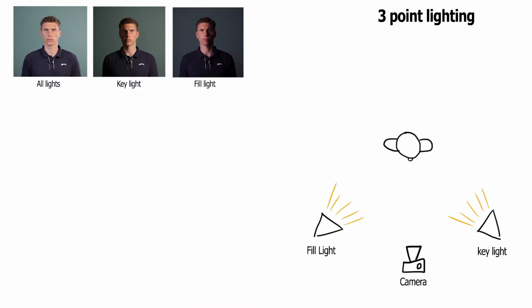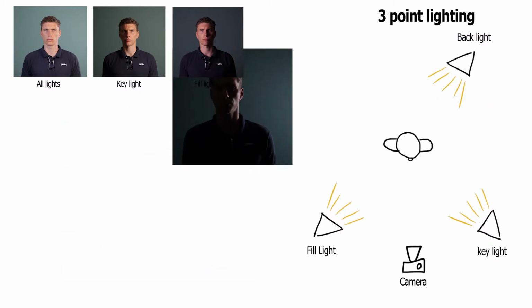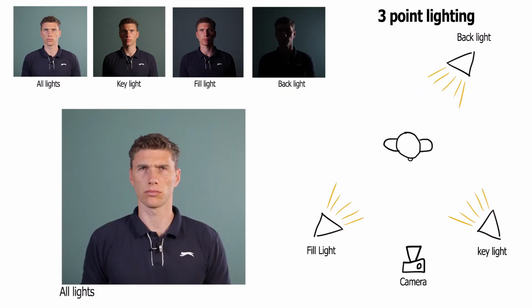Lastly, there's the backlight. This is the least powerful and is used to separate the subject from the background and give them more depth. And here's a shot just using the backlight. So let's go back to our shot with all 3 lights. As you can see, there's a good amount of light in the scene, not too many shadows, and there's a good amount of depth because of the backlight.